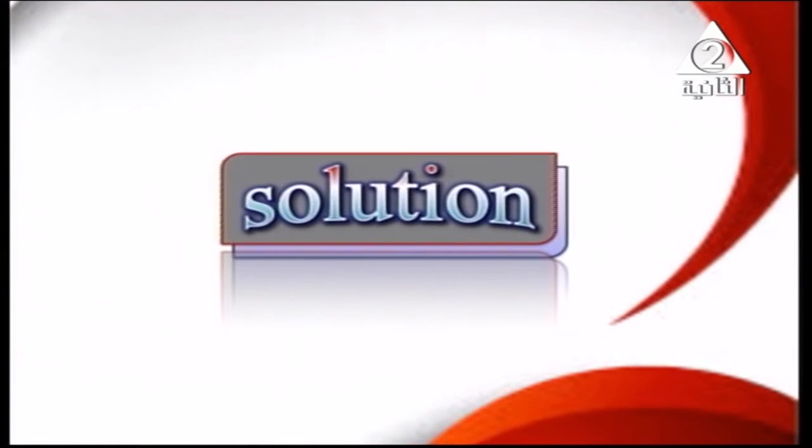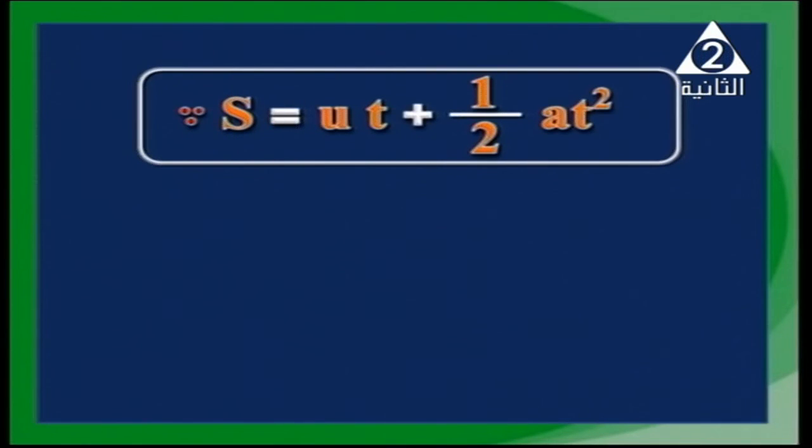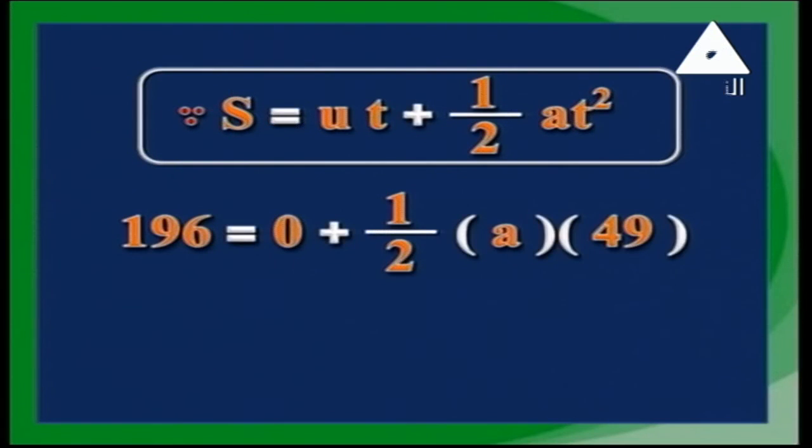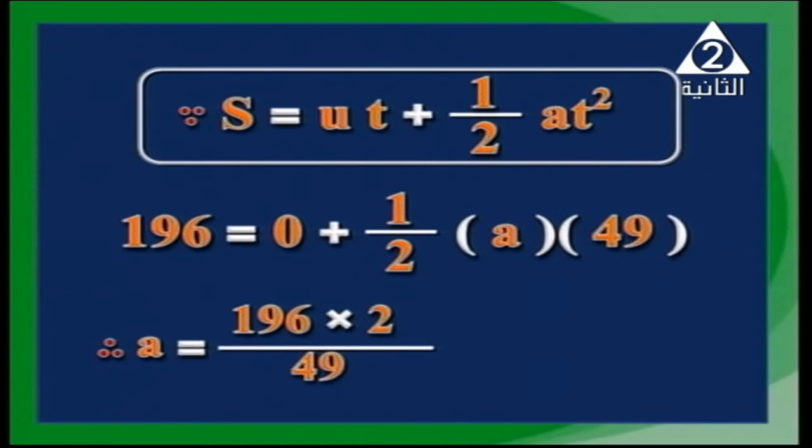Look at solution. My dear student, we know that S equals UT or V naught T plus half AT square. By using displacement equals 196, acceleration A, T equals 7, therefore acceleration equals 196 times 2 over 49 equals 8 centimeter per second square.